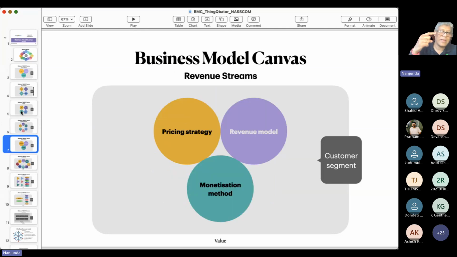So that is where a lot of this exercise, even the revenue model, monetization method, everything drives back to the customer segmentation. So that's why I was stressing so much that you spend sufficient time and have complete clarity of who your customer is before you get down to any of these things. Once you have that, a lot of this becomes easier.